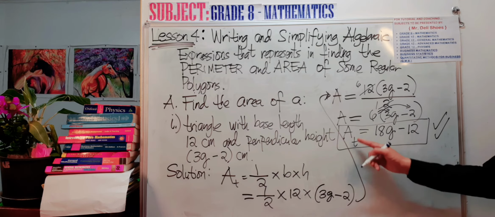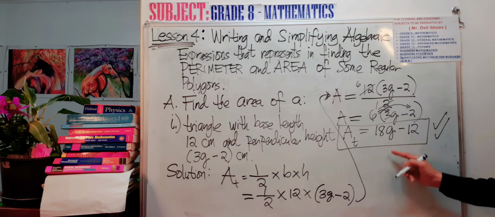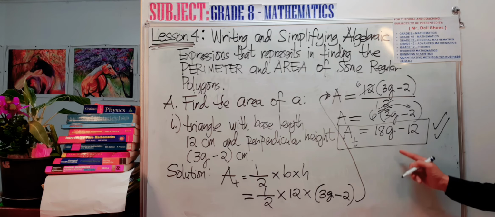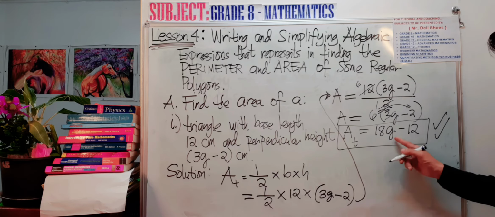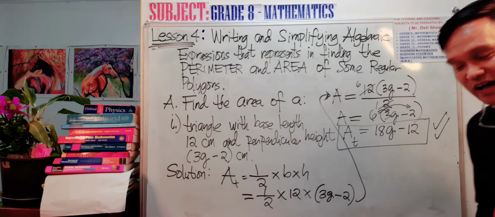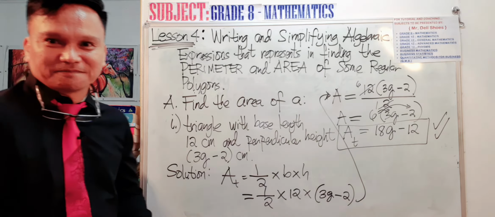If we are going to find the area, then in the follow-up question, the value of g must be provided, and then you substitute the value of that g over here, and then you perform the operation. Bang! You get the value of the area of the triangle.